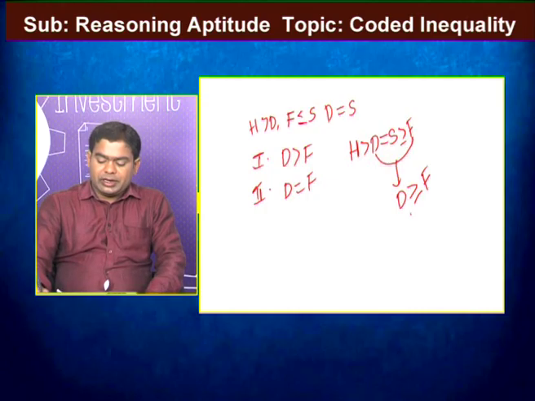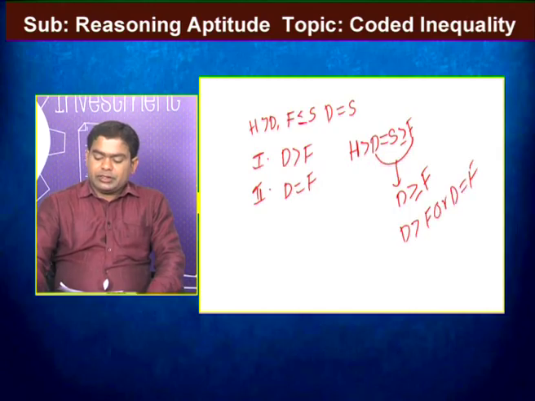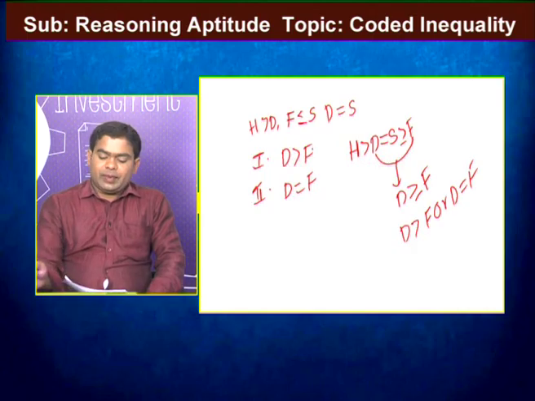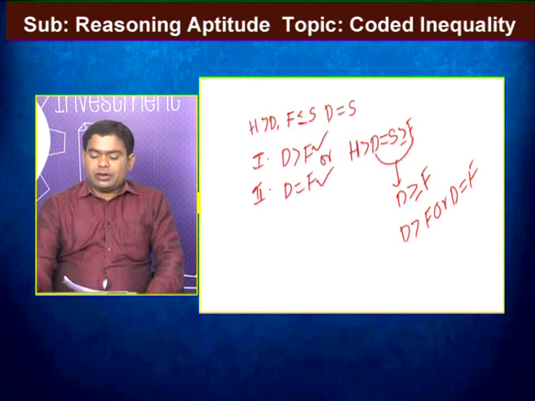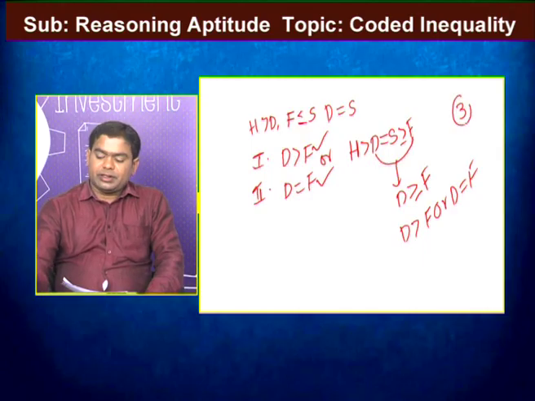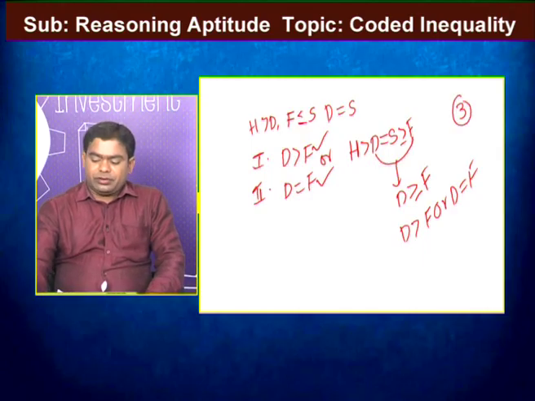That means indirectly D greater than F or D equal to F. So indirectly conclusion 1 is there and conclusion 2 is there, but in between 'or' is there. That means either conclusion 1 or 2 follows. According to our options, we take the third option. Next, we go to the next question.